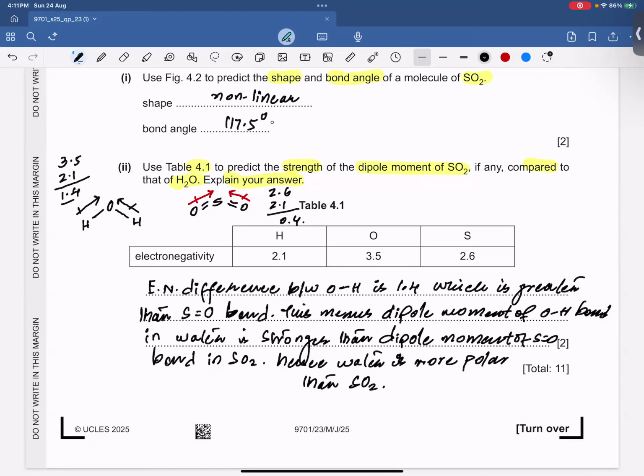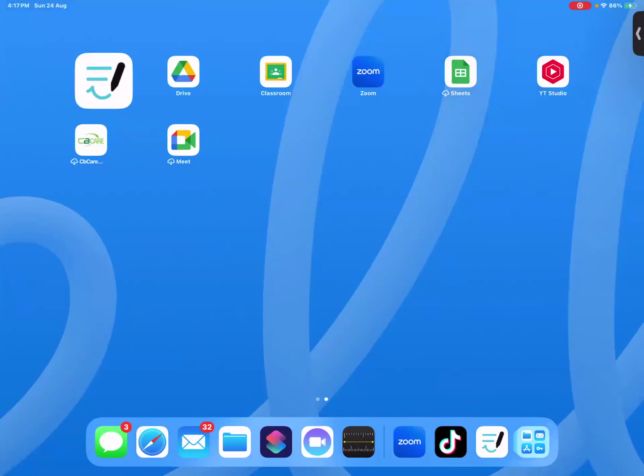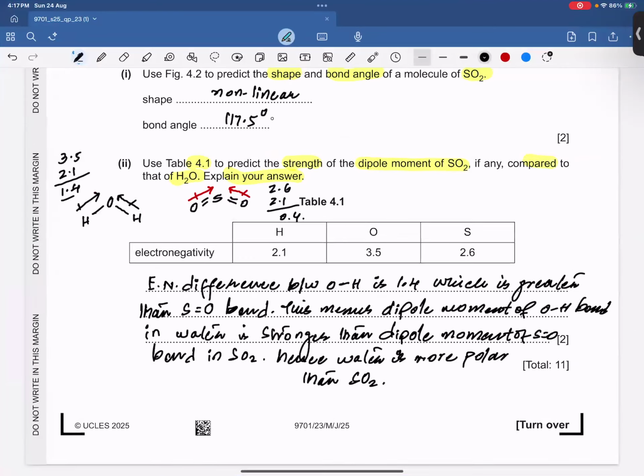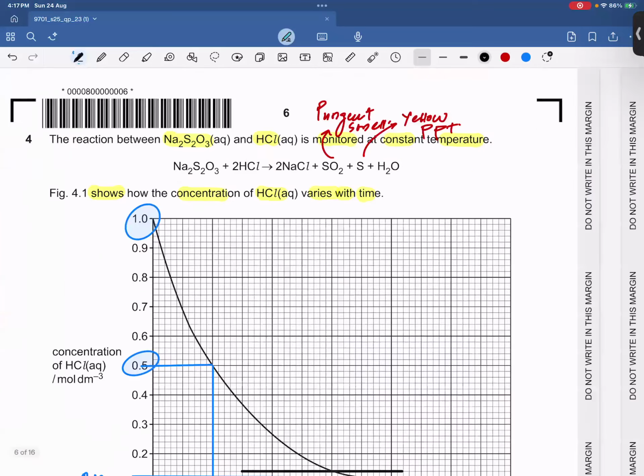All right. So that's the end of this question. Let's move on to the next one. That is question number 5. Oh my goodness. That was the 4th question. 5th.